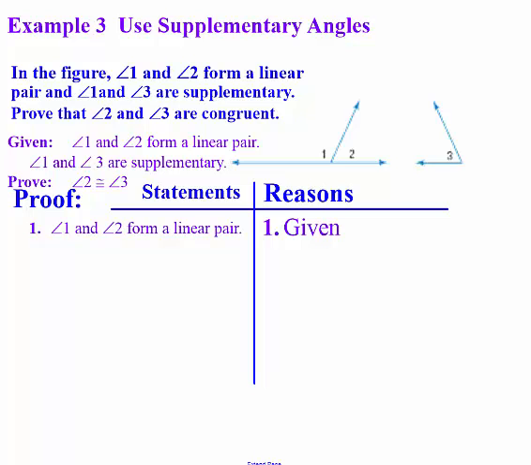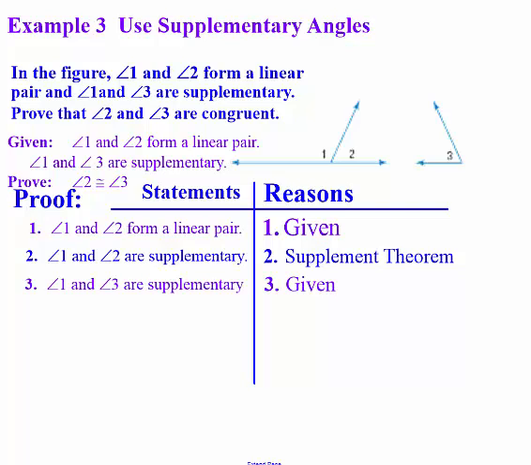I'm just going to use one piece for now. Angle 1 and angle 2 form a linear pair, and the reason here is it's just given. So if they form a linear pair, then I know angle 1 and angle 2 are supplementary, and I know that because of the supplement theorem. Now I'm going to use my next piece of given information. 1 and 3 are supplementary. That's my second piece of given information. So since 1 and 2 are supplementary, and 1 and 3 are supplementary, then I would have to know that 2 is congruent to 3 because angles supplementary to the same angle or congruent angles are congruent.